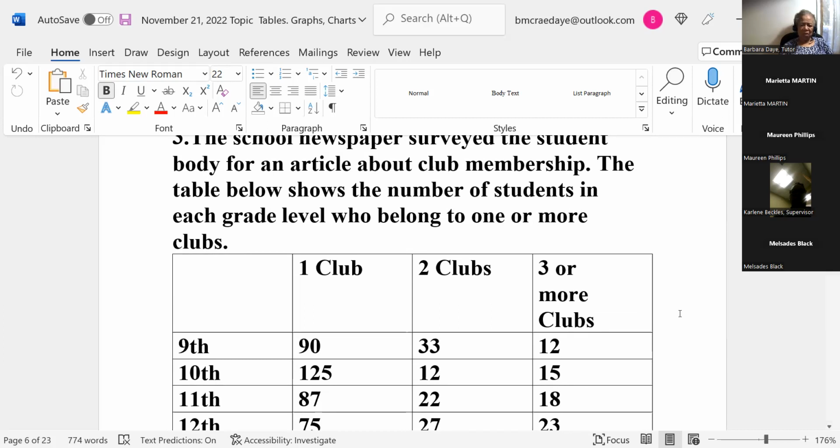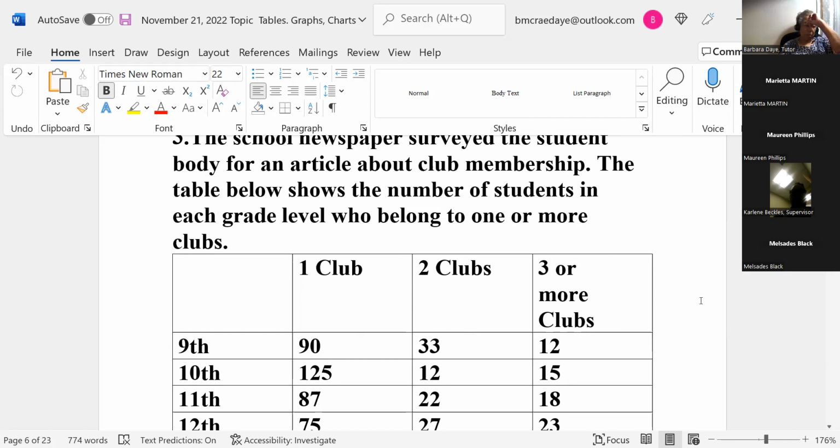Yeah, and then three is a separate thing. Three or more means it could be 3, 4, 5 clubs. Okay, so there's three categories. You either belong in one club, or you belong in two clubs, or you belong in three or more clubs. But the sum of more than one would be all the categories greater than one, which would be the two and the three or more. That's why you add the 33 and the 12. Got it, Mercedes? Yes, thank you.